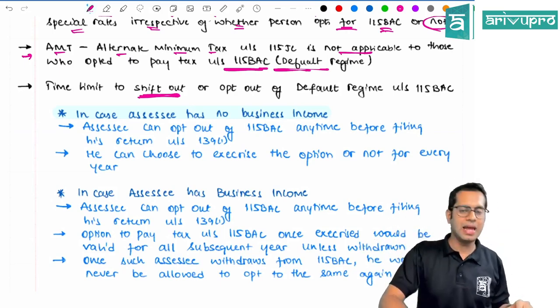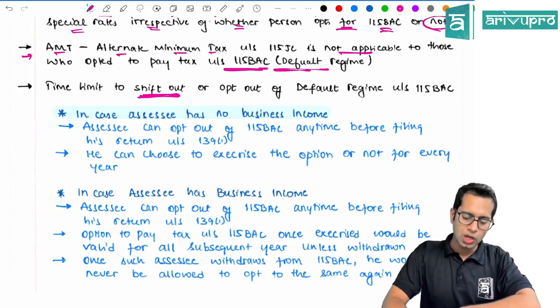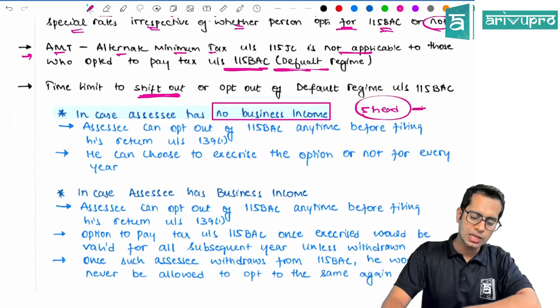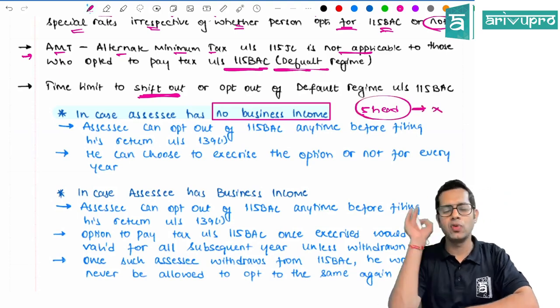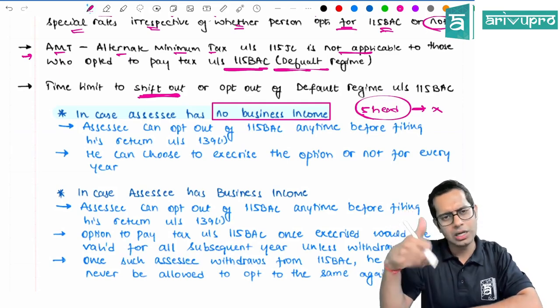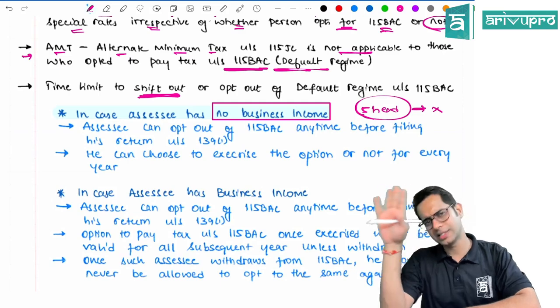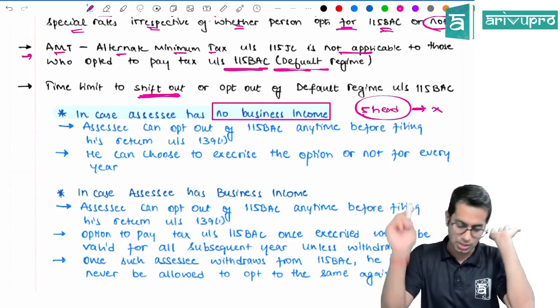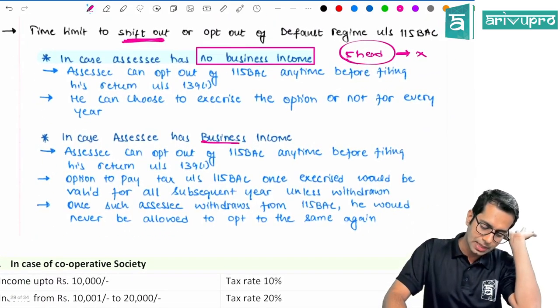Sir, when can I exercise this option? If you are a person who does not have any business income, totally how many heads of income are there? Five heads of income. So if you don't have business income, then every year at the time of filing your income tax return, you have an option to either select 115BAC or come out of 115BAC. You have that option.